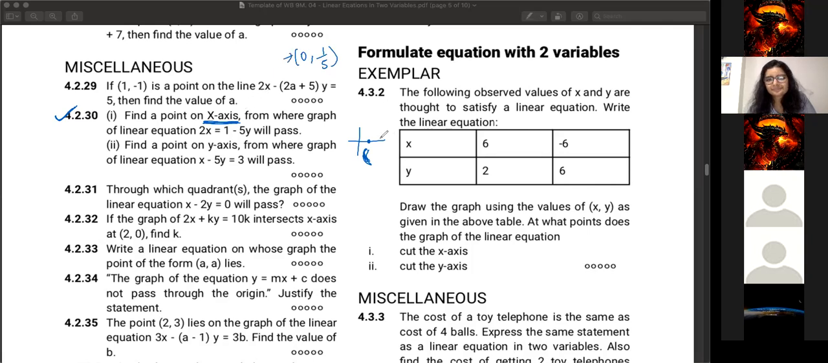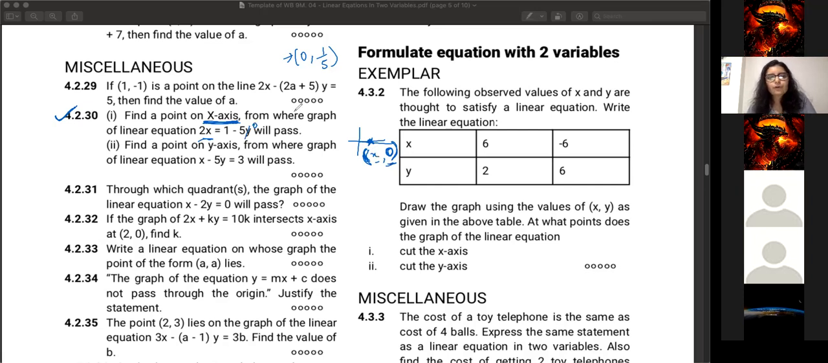Ma'am, for the point to lie on x-axis, the y has to be 0 only. Correct. Y का value has to be 0 only. You don't take like 1 minus 1 and all that, because they asked find a point on x-axis, right? x-axis के ऊपर जो point है उसका y value will be 0. So you need to substitute y के place में 0 and find x का value. Then that x comma 0 will be the point on x-axis.